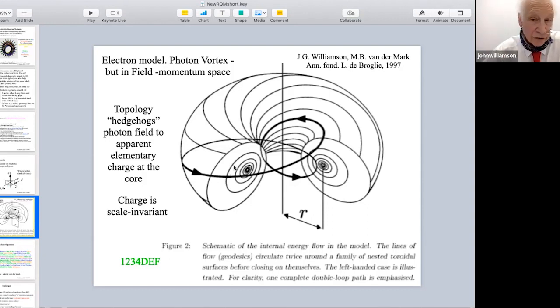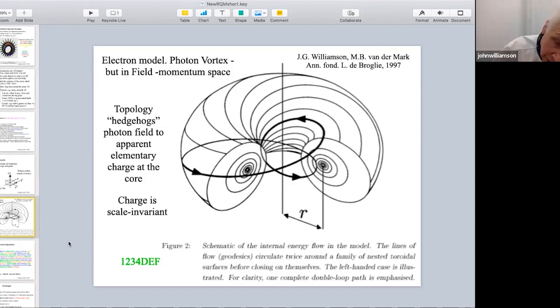And of course, for a mode structure, it has to be all the possible paths. So this path is an equal path. This is another path. Here's another path. The whole thing is like the skin of a sausage twisting around a toroidal sausage. And the sausage is all skins. It's multiple skins going into the eye of the torus. That's the electron photon model. Williamson, van der Mark, 1997, and Louis de Broglie, one of the articles I attached.